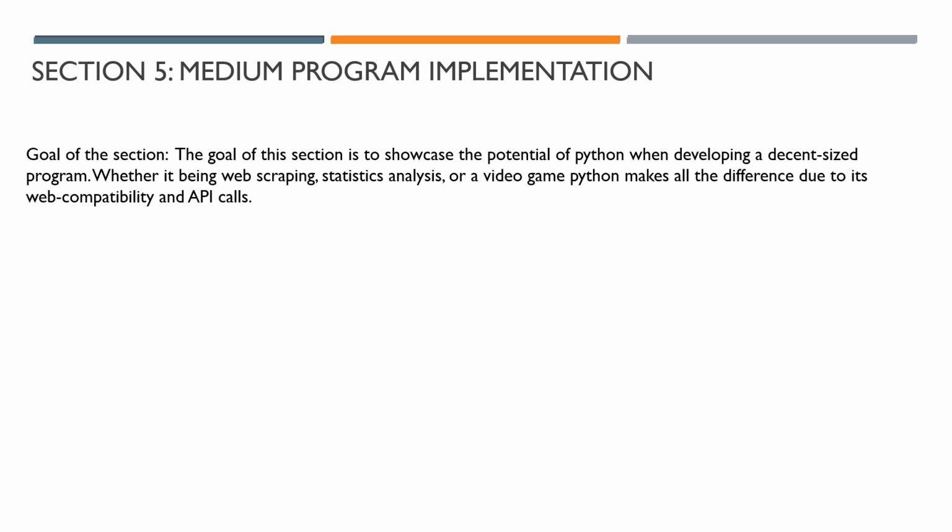So in section 5, we're going to be talking about the medium program implementation. The goal of this section is to showcase the potential of Python when developing a decent sized program. So basically, we're going to be using Python to create a program that shows how flexible, easy to understand, and powerful Python is. It's basically going to be a program that wouldn't be so long but contains a lot, showing you how much Python can simplify complex code.